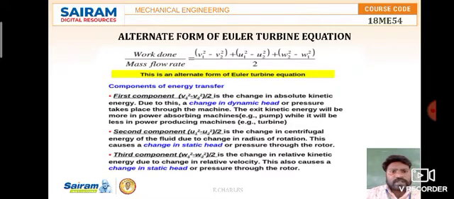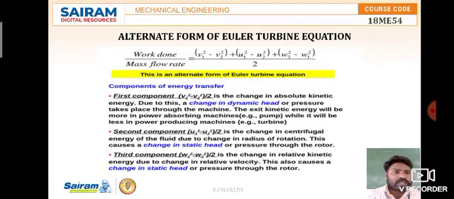So we'll see the different components of energy transfer: first component, second component, third component. The first component, (V1 square minus V2 square) divided by 2, is the change in absolute kinetic energy. Due to this, a change in dynamic head or pressure takes place through the machine. The exit kinetic energy will be more in a power absorbing machine, that is a pump, while it will be less in power producing machines, that is a turbine. So here the turbine is power producing and the pump is a power absorbing machine.